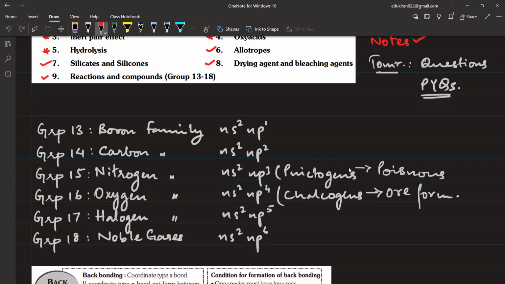Now, an important point regarding the nitrogen and chalcogen families. Nitrogen is called pnictogen because poisons are formed from these elements, and chalcogens because most of these compounds are ore forming, sulfides and oxides majorly, but the whole group is known as chalcogens. Then the fluorine family is simply called halogens, okay? Then we have the noble gases.